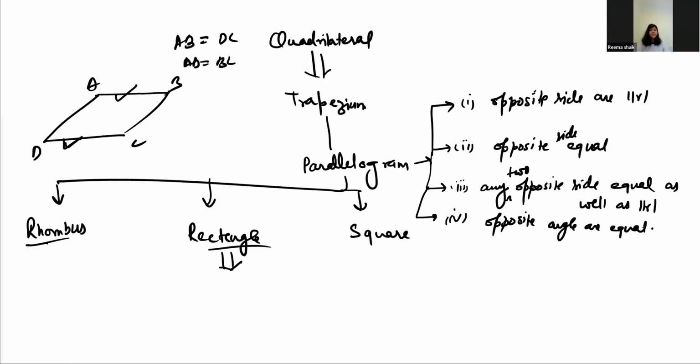So out of four things, if you have done any one thing, that will be considered a parallelogram. Either prove opposite sides are parallel, AB parallel to CD and AD parallel to BC, or don't prove parallel, prove them equal, AB equal to DC, AD equal to BC, then it will be a parallelogram. Or take any two sides equal as well as parallel, meaning just prove AB parallel to DC and also AB equal to DC. Then it will be considered a parallelogram.